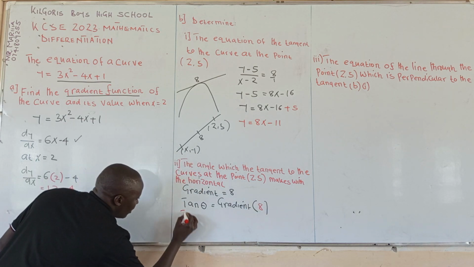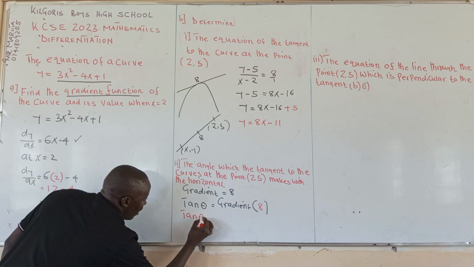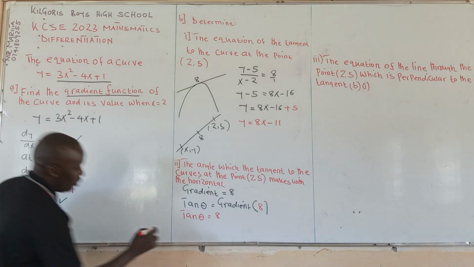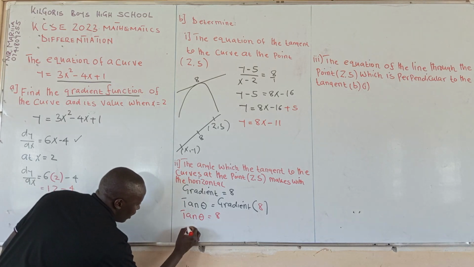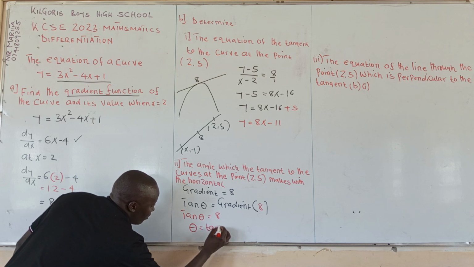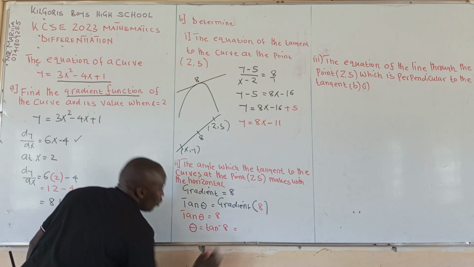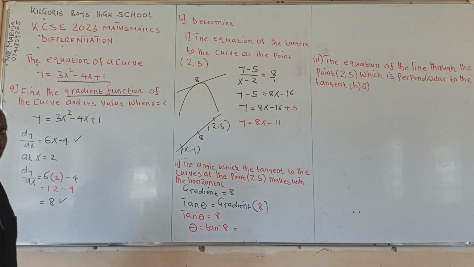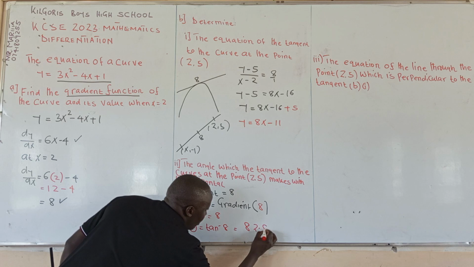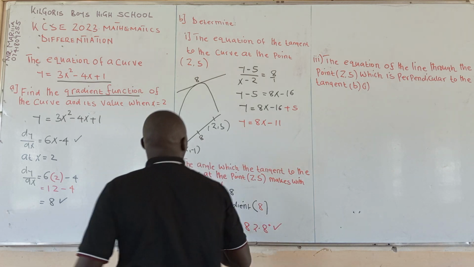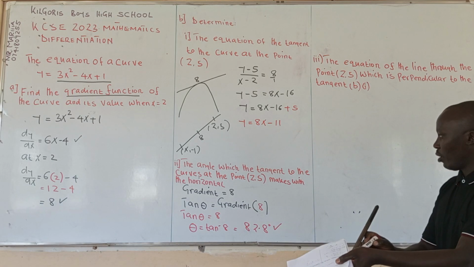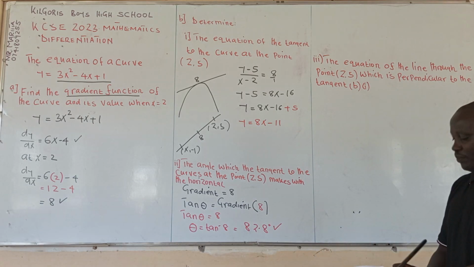So we find tan theta, which is equivalent to 8. To get theta, we find the tan inverse on both sides, such that theta will be equivalent to tan inverse of 8, and this will give us 82.8 degrees. This is the angle which the tangent to the curve at the point (2,5) makes with the horizontal.